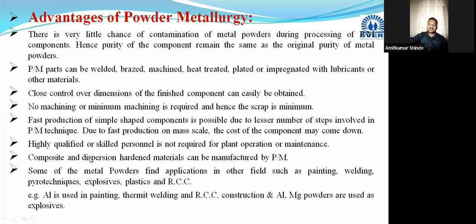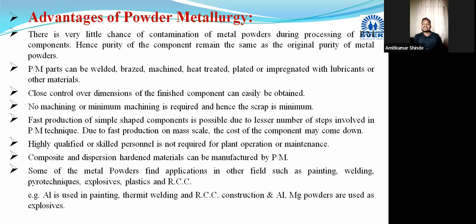Then another important advantage of this powder metallurgy technique is composite materials. Different composite materials like particulate composites or fiber reinforced composite materials can be manufactured by this powder metallurgy technique. Then in this technique, we are manufacturing different metal powders, suppose aluminum powder, magnesium powder, and those metal powders can be used for different applications. You can manufacture their components also, but that powder is also helpful in different operations.